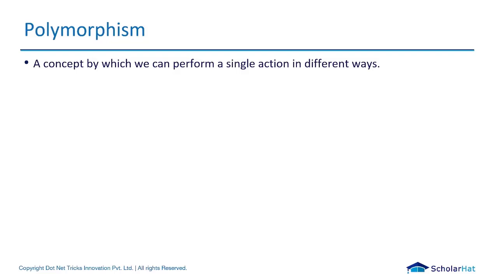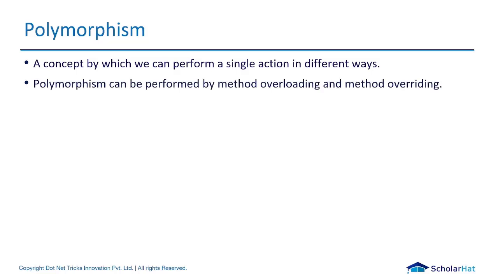I'll take a real life example. Suppose a girl is there. She can be many things. She can be a mother, writer, student. The same person can have different roles. That is what polymorphism basically means: a concept by which we can perform a single action in different ways.